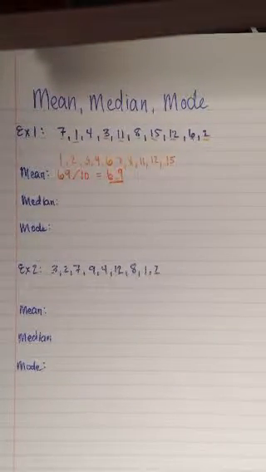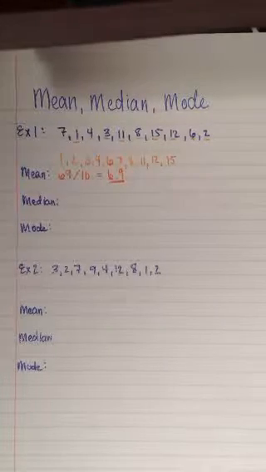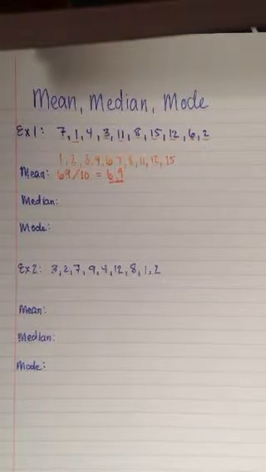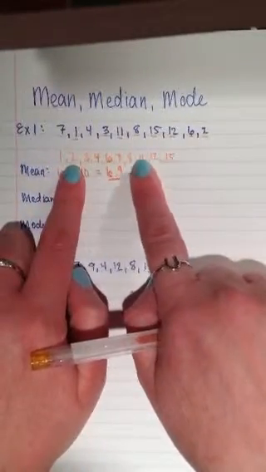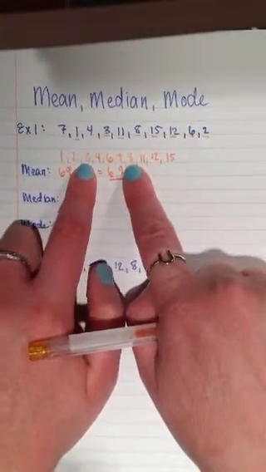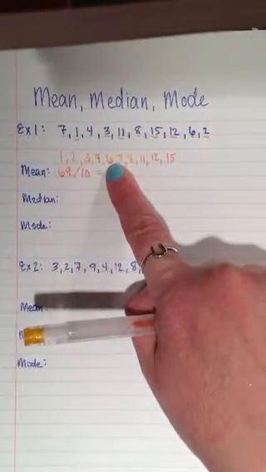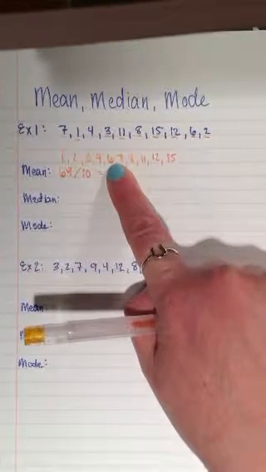Next up we have our median. The median is simply the middle number in your set of numbers. To find the middle, I either put my fingers on the edges and scoot in, or you can just count how many numbers there are. Here in our case the middle is 6 and 7.